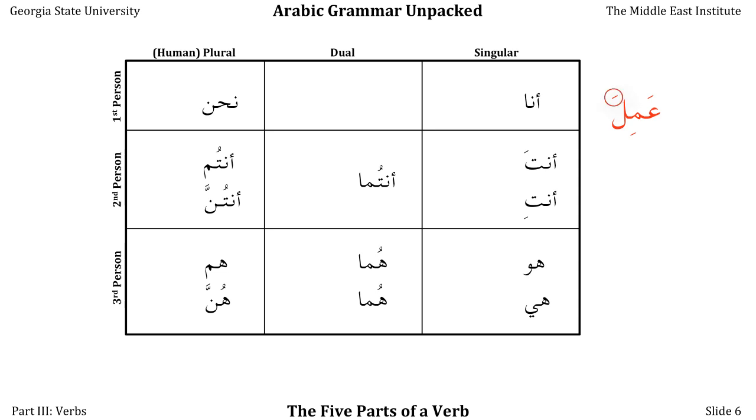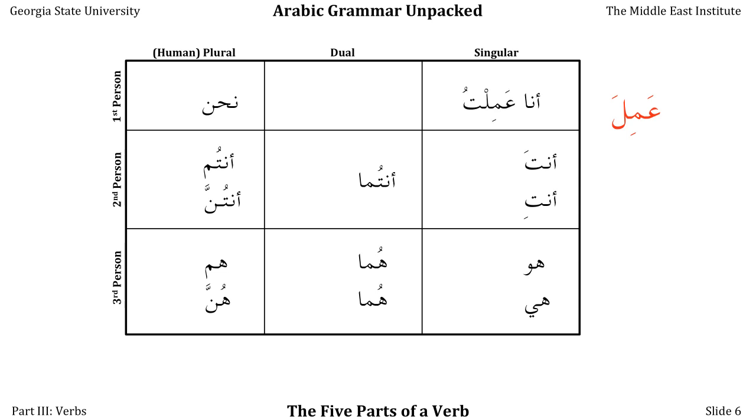we're going to get rid of the final fatha. And this is going to become the stem of the verb. And to this stem, we are going to add suffixes. And we're going to use the same suffixes for every single verb. No matter how irregular or strange that verb may be, it's going to use the same set of suffixes in the past tense. So let's begin with ana.